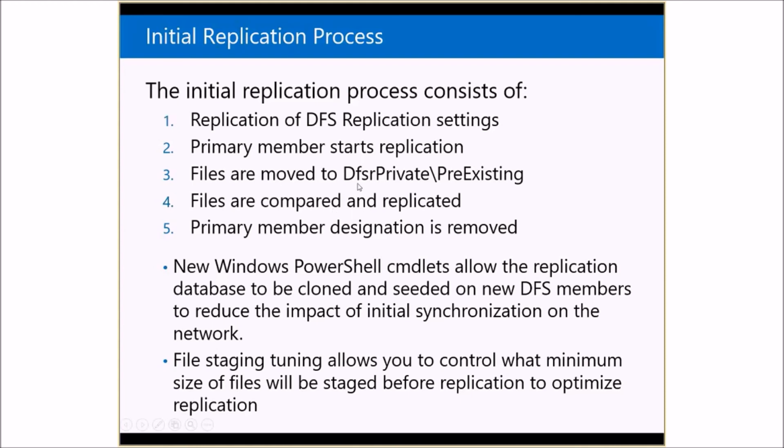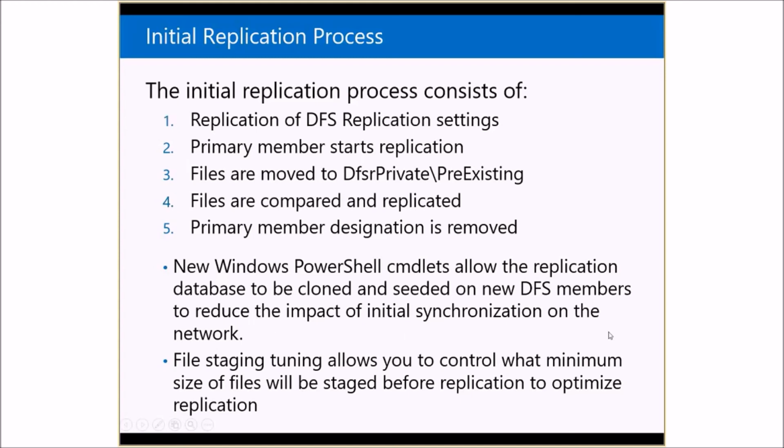Files are moved to the DFS private pre-existing folder. Files are compared and replicated. Primary member designation is removed. So once that initial replication is done, there's no more primary or secondary members. They're all equal, unless you've chosen to make it a one-way replication. If it's regular, two-way replication, then they're both equal.